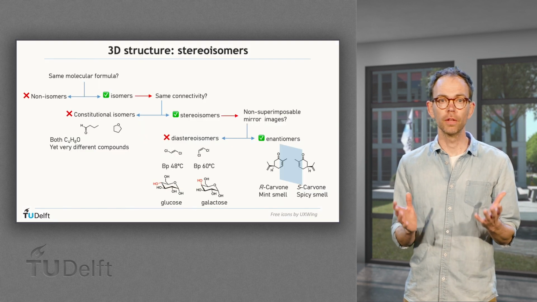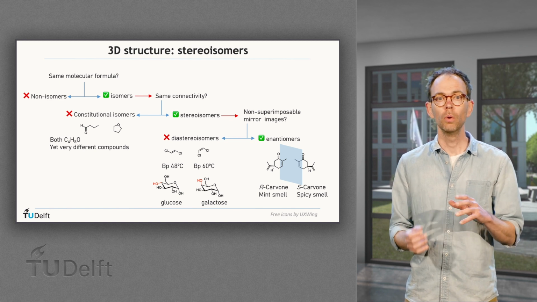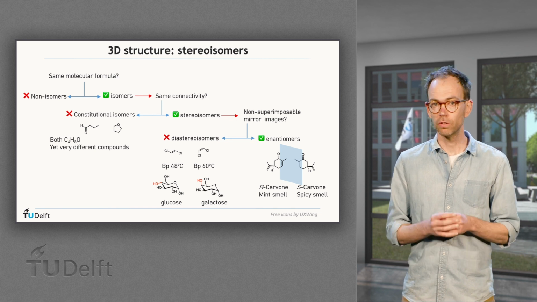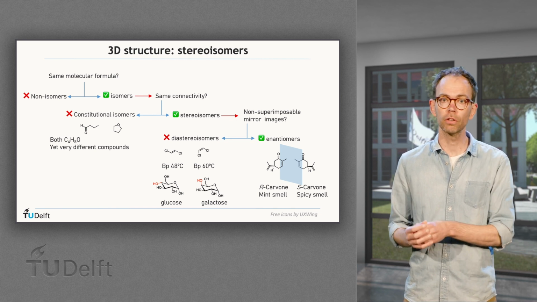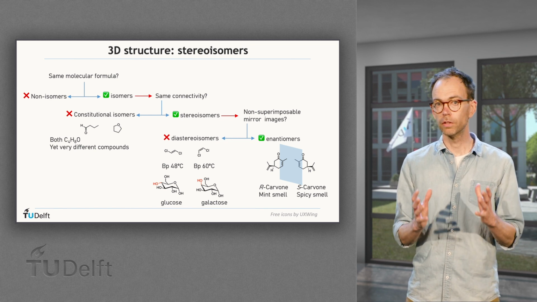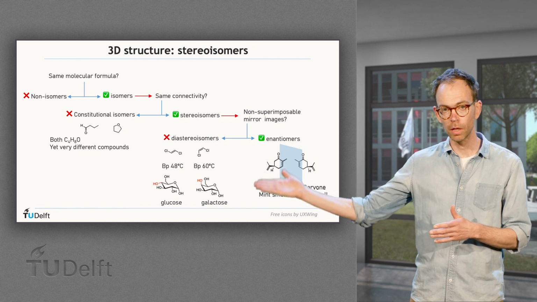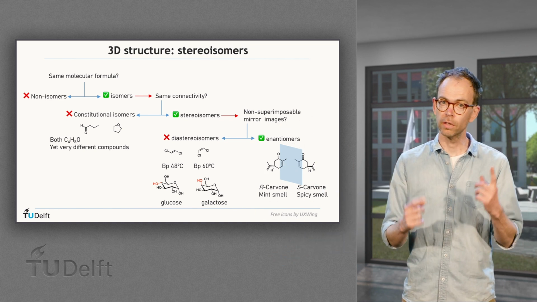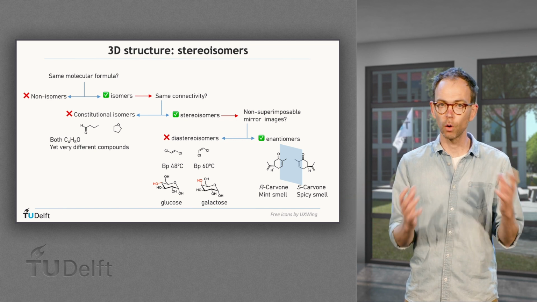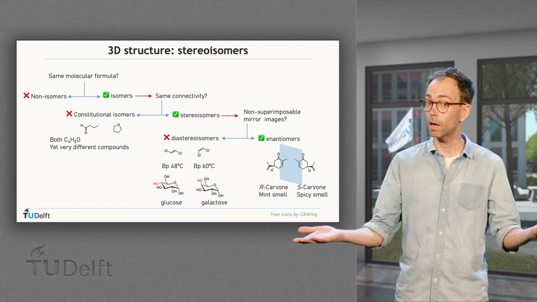Now, depending on the 3-dimensional arrangement of atoms in a molecule, we can have different molecules, so-called isomers. This is important because different isomers can have very different properties. To determine the type of isomer that you have, you can walk through a scheme like this. The first question is, do the 2 molecules I'm looking at have the same molecular formula? If they don't, they're not isomers. If they do, they are.